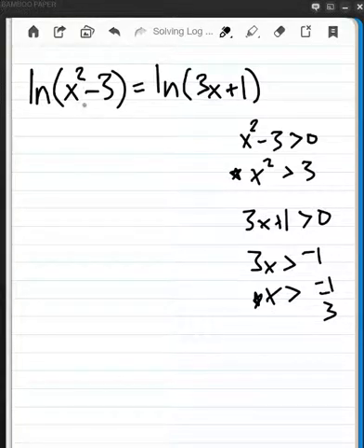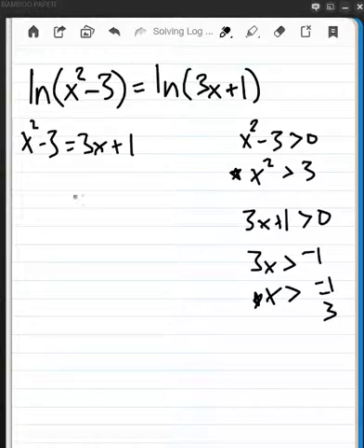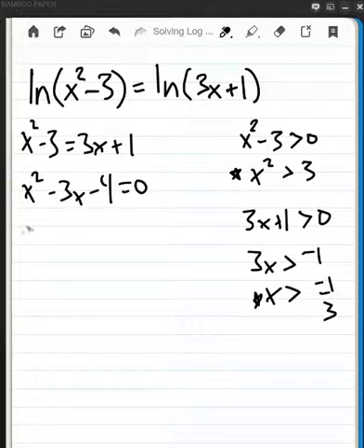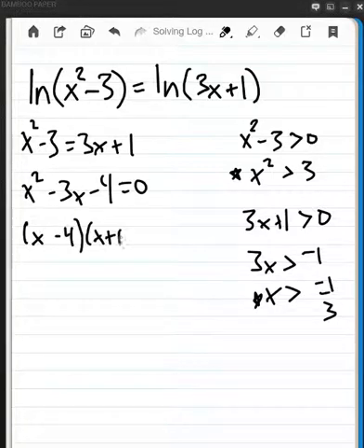Alright, let's actually start to solve this thing. So both of these have a base of e, which means I can set the arguments equal to each other. So x squared minus 3 is equal to 3x plus 1. This looks like a quadratic, so I'm going to set everything to 0 so I can try to factor it. So x squared minus 3x minus 4 is equal to 0. I can factor this into (x minus 4)(x plus 1) is equal to 0. Therefore, x is equal to 4 and negative 1.